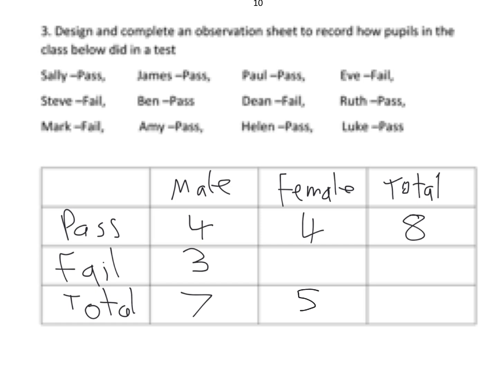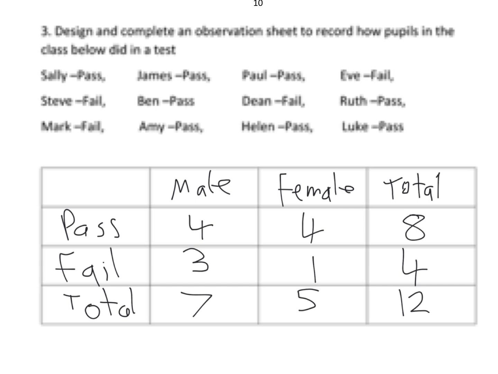So females, if there's 5 in total and 4 passed, that means 1 must have failed. And if we've got 7 males and 5 females, there must be 12 people in total in that recording sheet. And you can see there that's 4 by 3, which is 12. 8 passed, which means 4 must have failed.